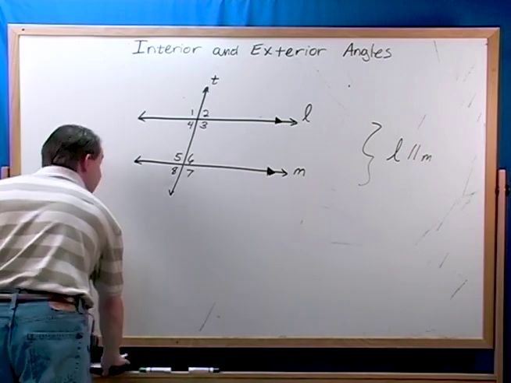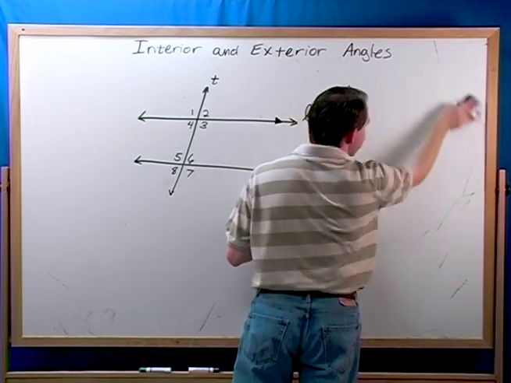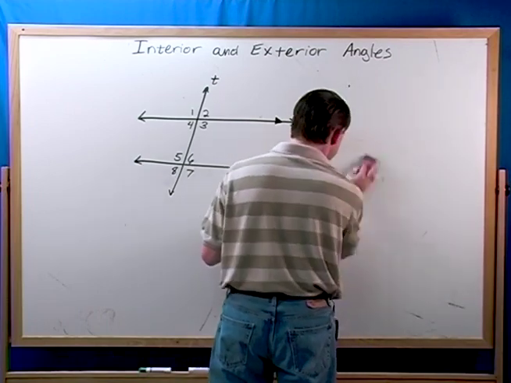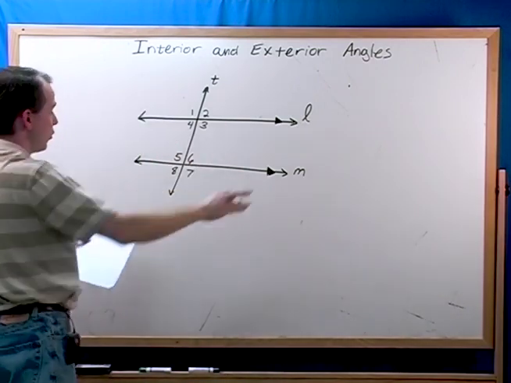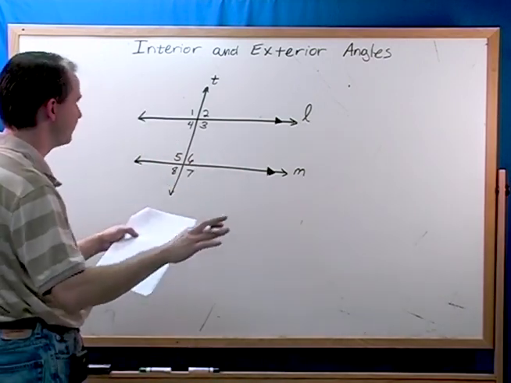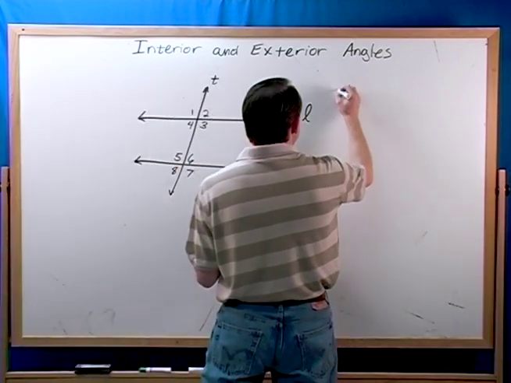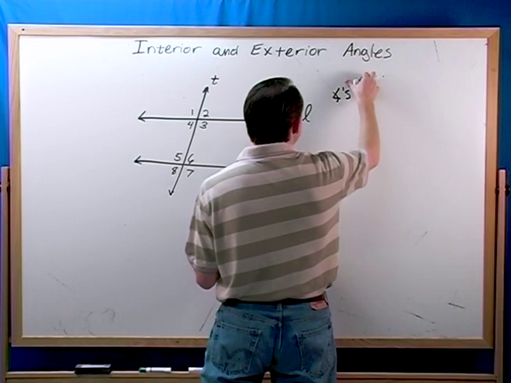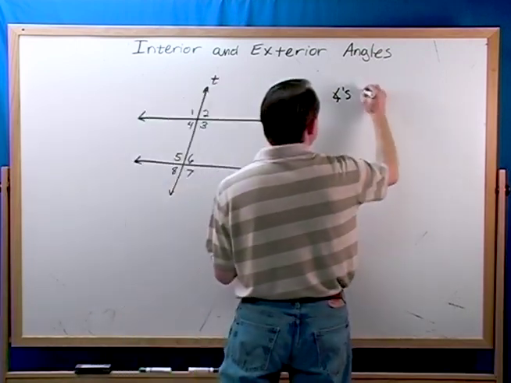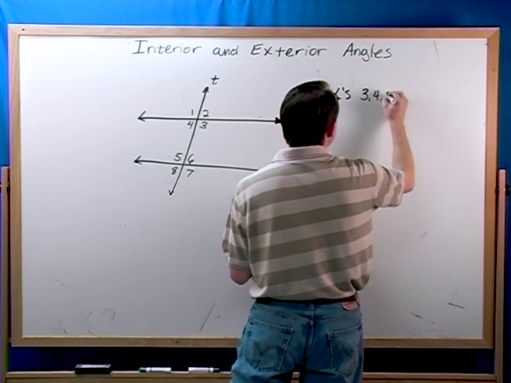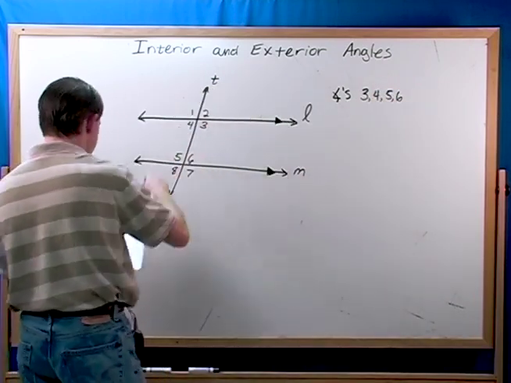Okay, now let me go ahead and erase this because I'm going to write some stuff over here that's actually pretty important. Okay, pretty important. I'm going to write it down on the board and then I'm going to explain it. So don't feel like you have to understand it the first time I say something. Angles, and notice I'm using the abbreviation for angles. Angles 3, 4, 5, and 6, right?